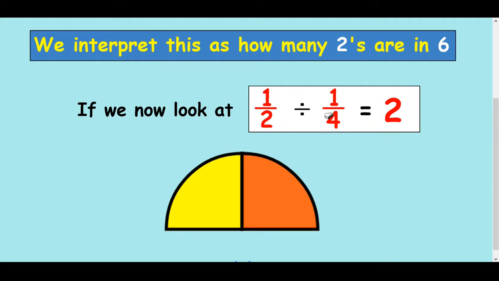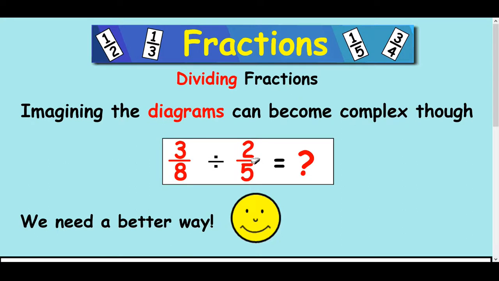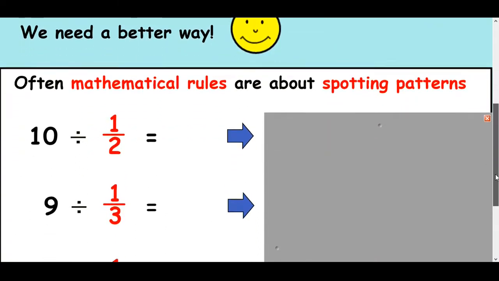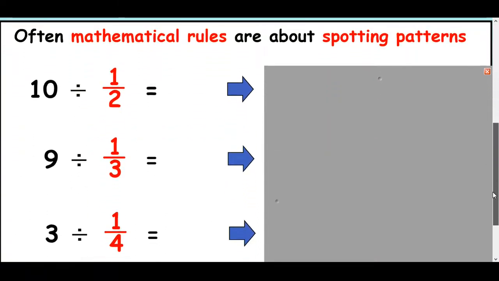But that's quite an easy question to understand. Sometimes it's a bit more complicated, something like this. Can you imagine trying to think about that? How many 2/5 make up 3/8? Oh, that's too hard to think about. So we need a technique. Now in maths, techniques are usually about spotting patterns. So let's try and spot a pattern with some easy examples and then apply that to more tricky examples. This is quite often the rules in maths that work for us.